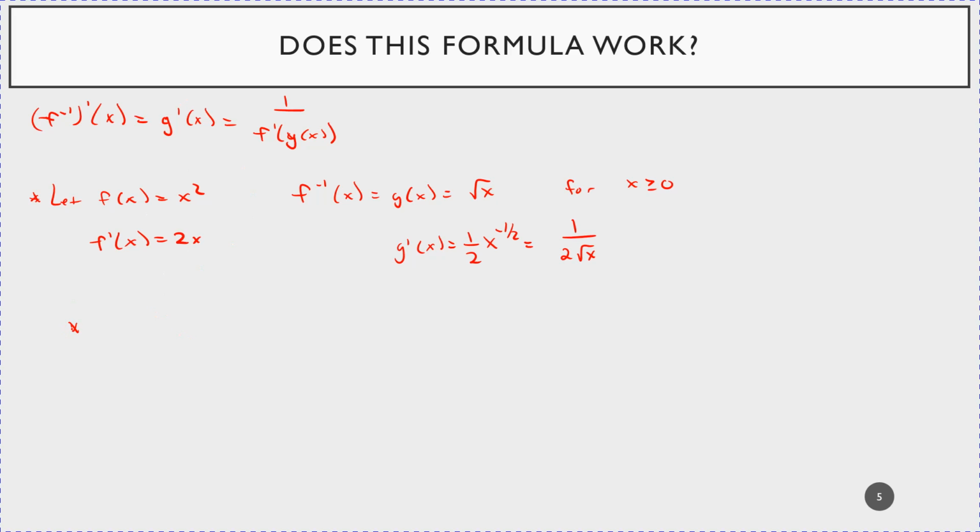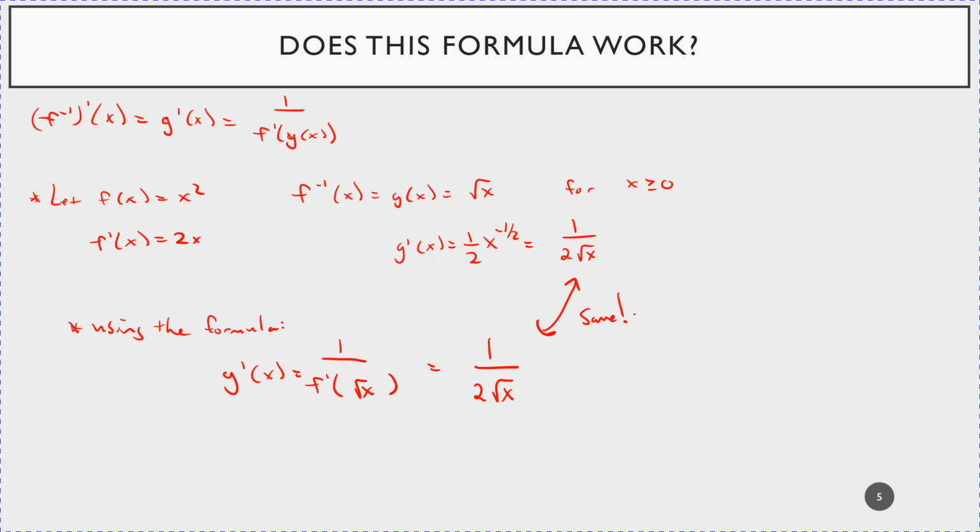So using the formula now, g prime of x is equal to 1 over f prime of g of x. What is g of x here? Our g of x is the square root of x. So this would be 1 over, well, what is f prime? f prime is 2x, but now instead of x, I'm plugging in the square root of x. Look, same thing. The formula works.